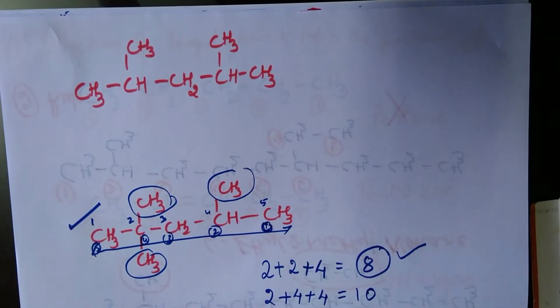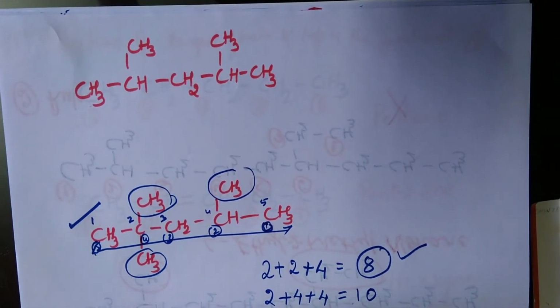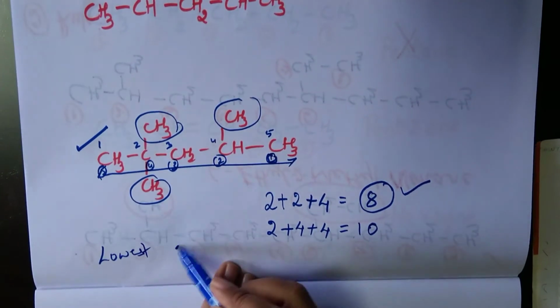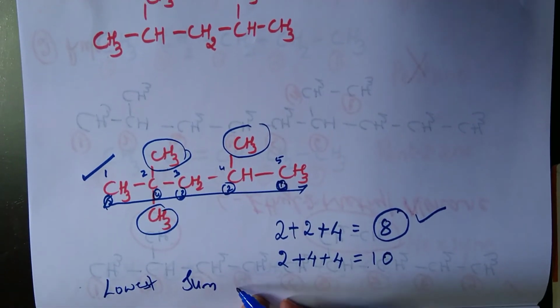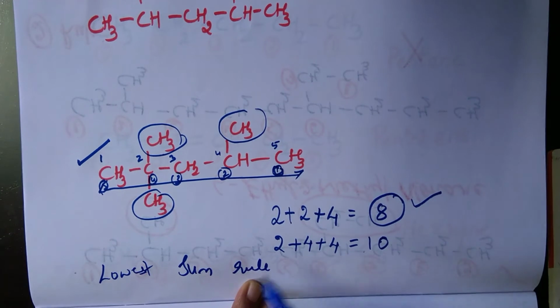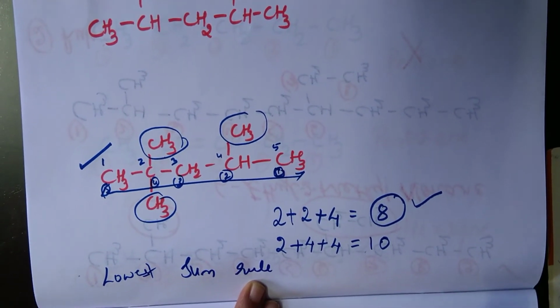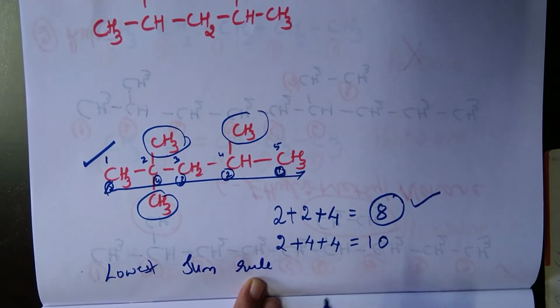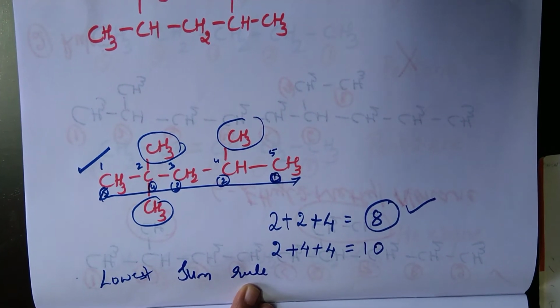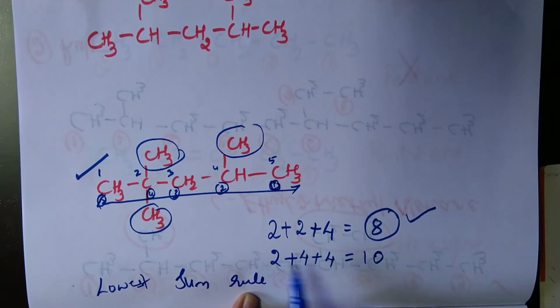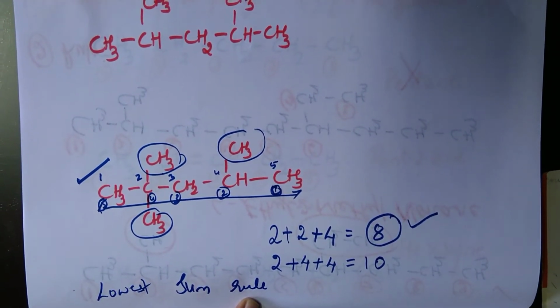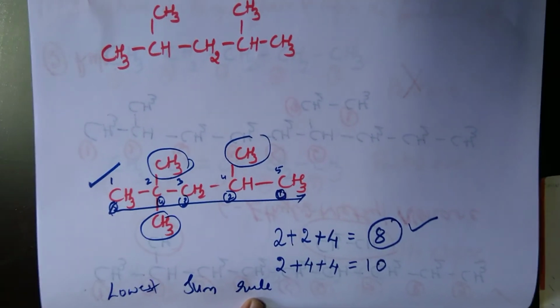Number it from this side. This is called the lowest sum rule. When many substituents are there, you have to number the chain in such a way that the sum of the locants should be minimum. Okay, so we shall try to name this.